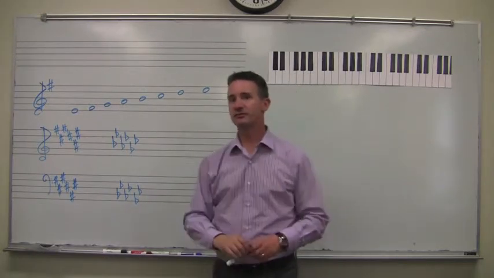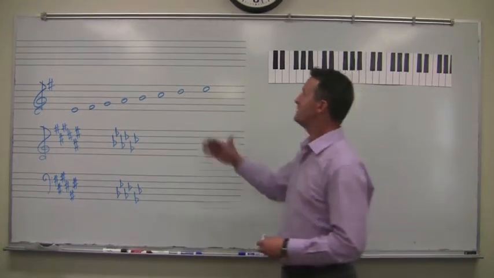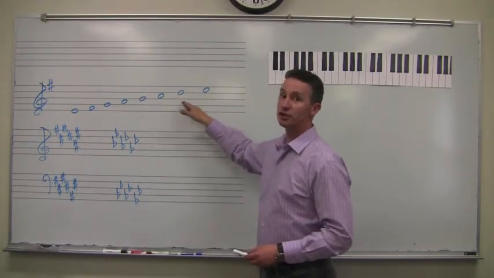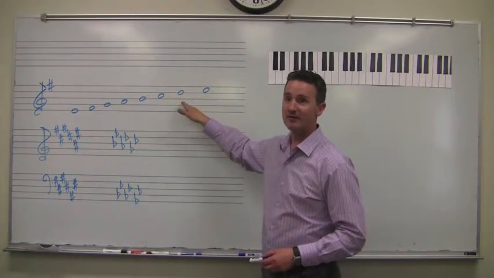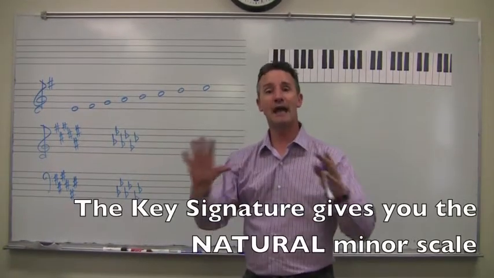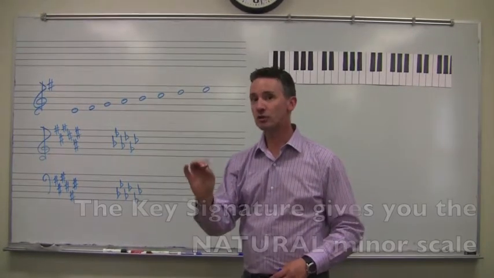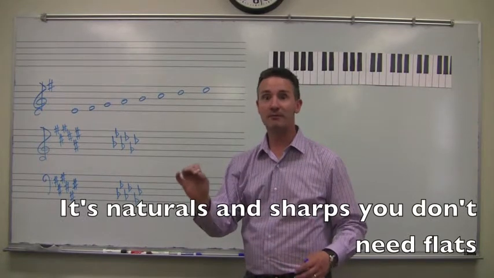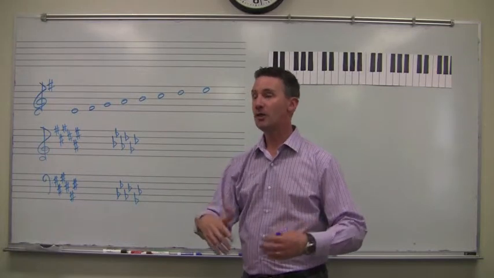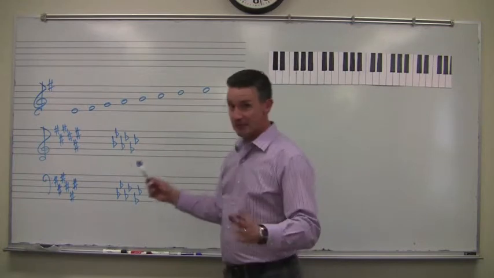Now, there's 2 things you could observe about this. One, you can say, well, hang on a minute, aren't there other forms of the minor scale? Well, yes, there are. And if indeed you were writing the harmonic version of the minor scale, you would have to write in the sharp that is necessary in front of the 7th scale degree. You have to write it in because it doesn't appear in the key signature. The key signature gives you the natural minor scale. What you need to do is write in the additional sharps or flats or naturals that are necessary to create the particular melodic or harmonic version of the minor scale. So you need to do that.